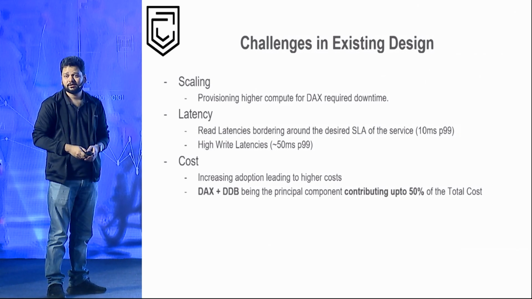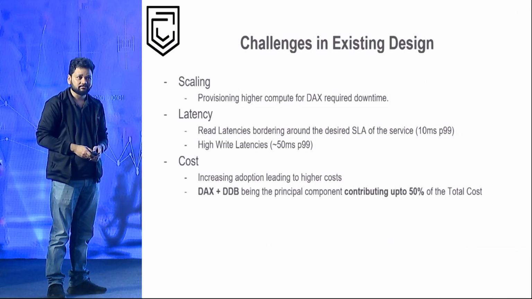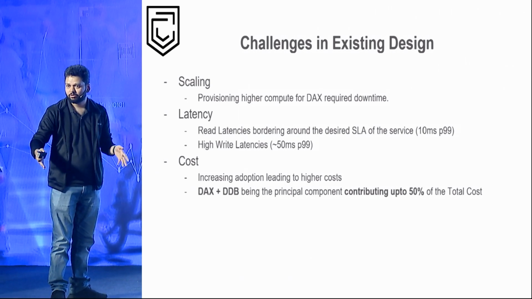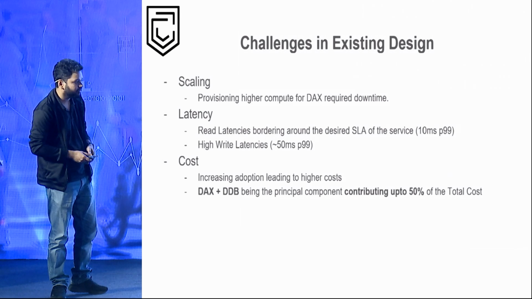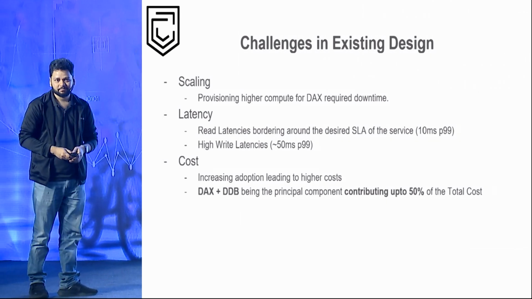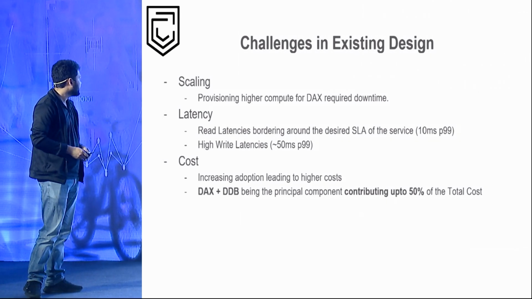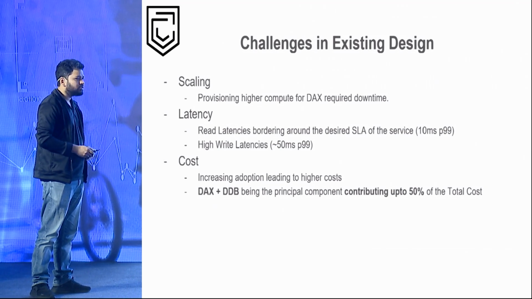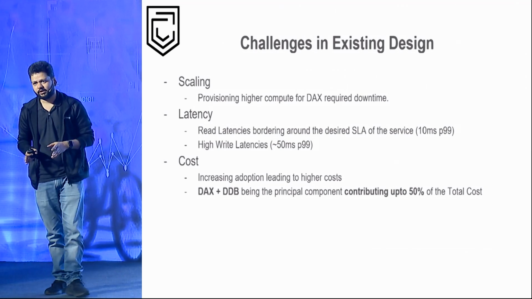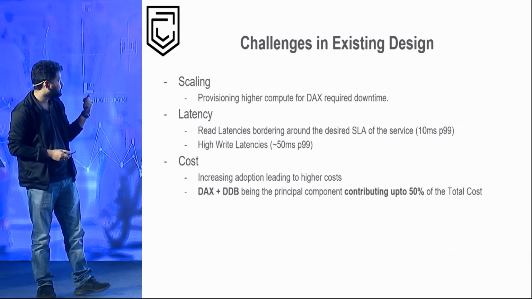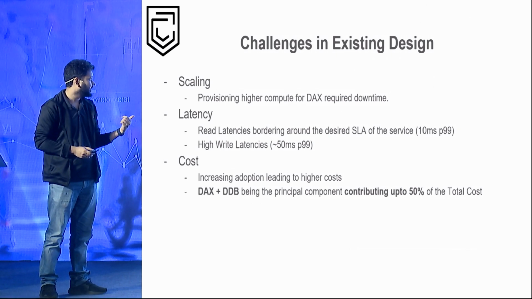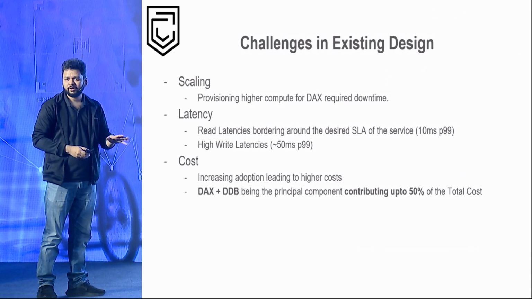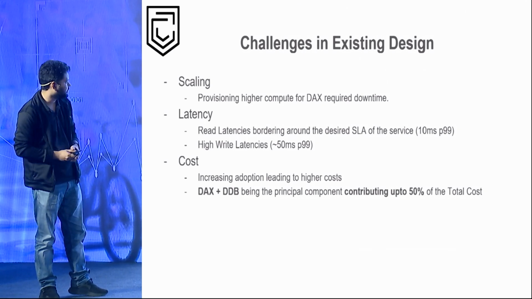And that required some downtime. And since DAX is a caching layer, it would take a long time for the cache to be warmed up, depending upon the throughput that we are receiving. That would have led to performance degradation, which was not what we wanted. The latencies in the existing system were also bordering around the SLA. In fact, the write latencies were pretty high, 15 milliseconds P99, not very ideal for our systems. The read latencies were also bordering around what we wanted to have from the system.